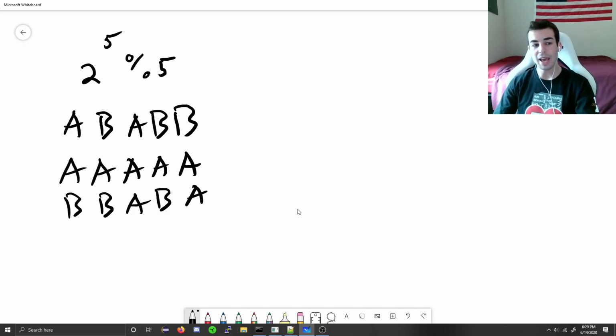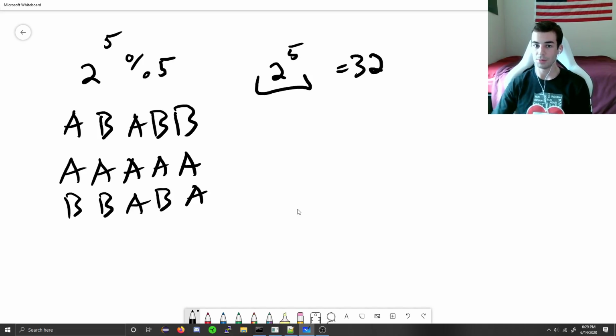But imagine we had every possible string that consists only of A's and B's. So the first character can be an A or a B, second character can be an A or a B, third character can be an A or a B. How many strings do we have total? Well, every character has 2 different choices, and there are 5 positions, so we have 2 to the 5th strings total, and there are 32 different possible strings. If you make A a 0 and B a 1, they'd be all of the numbers 0 to 31 written in binary with 5 digits, with leading zeros. It would be all of those 32 numbers.